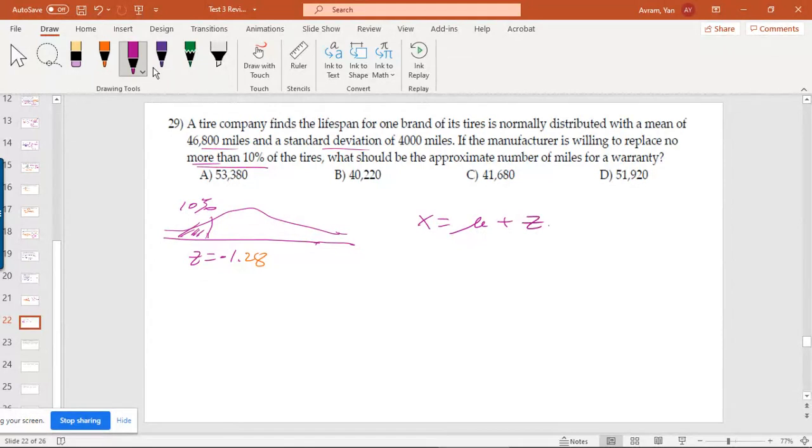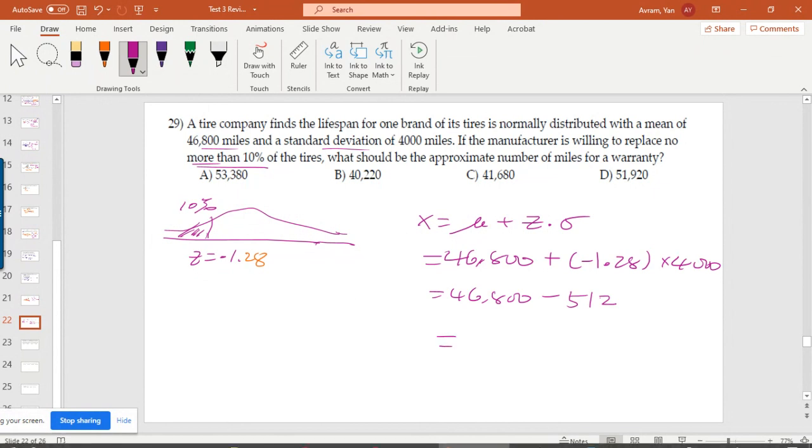That means less than 10%. So your X here is mu plus z times sigma. And then you just use the mu plus this one is negative. Okay, and then standard deviation is 4,000. Of course, this one you will minus, right? Minus, and then the 2 zeros in here.